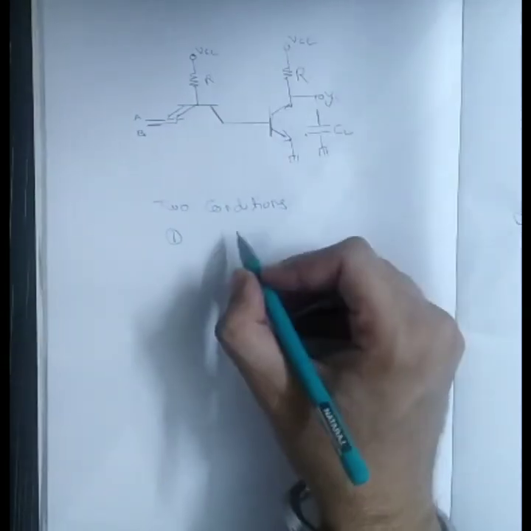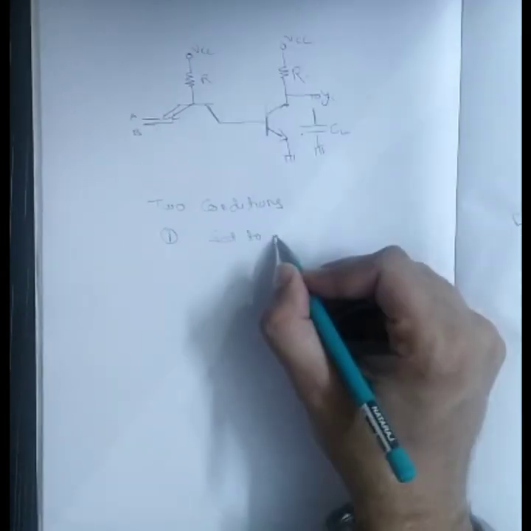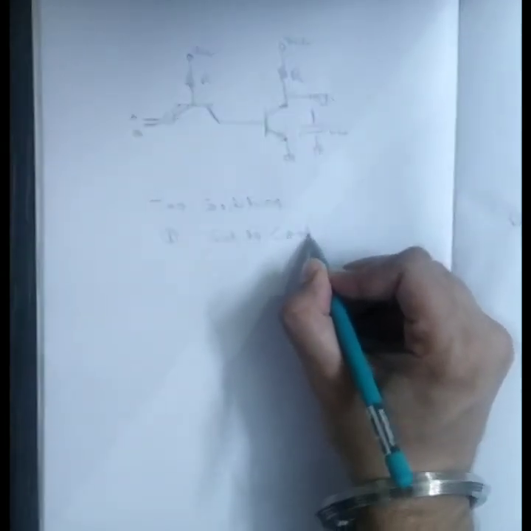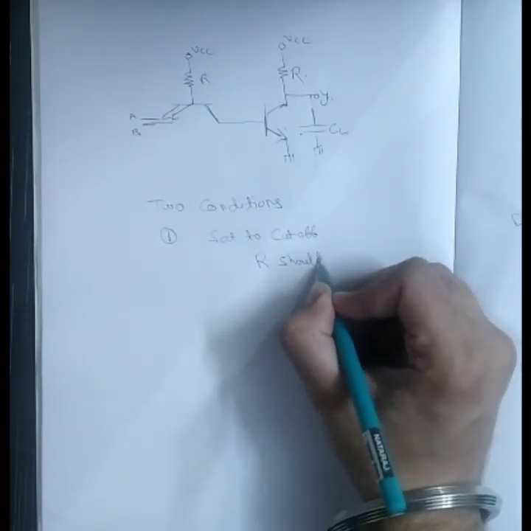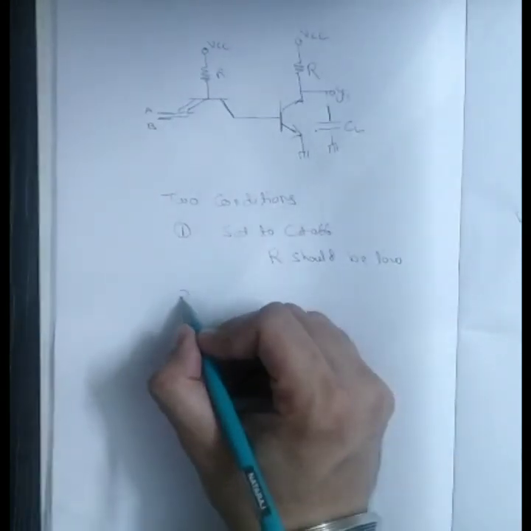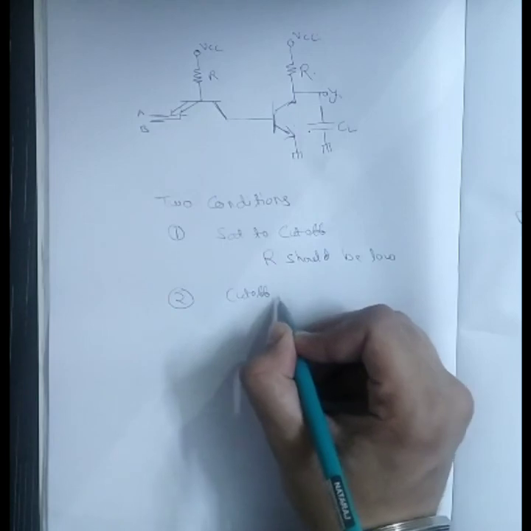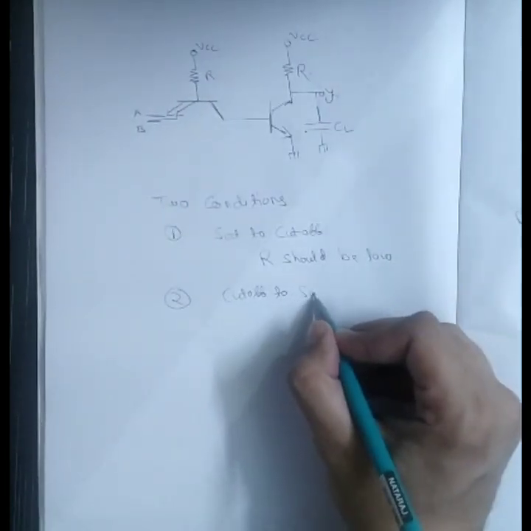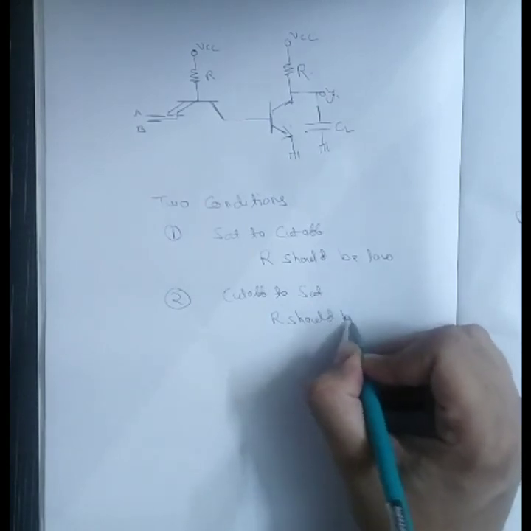When saturation to cutoff, R should be low, and cutoff to saturation, R should be high.